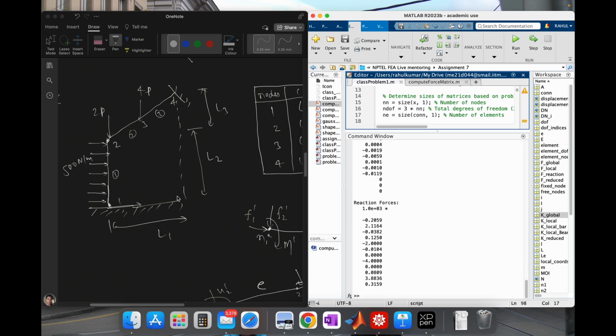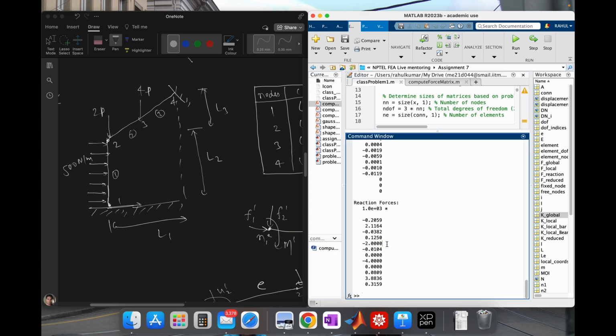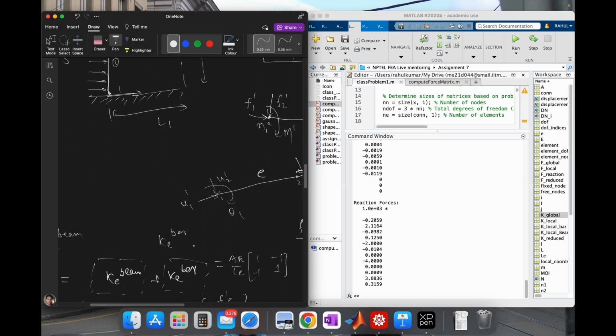And yeah, here also at node 2, the value is -2, which means that it is vertically downward, and at node 3 it is -4 multiplied by 10 raised to the power 3. So that's why these are reaction forces. Okay, let's solve one sample problem.